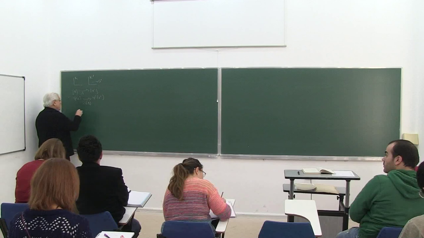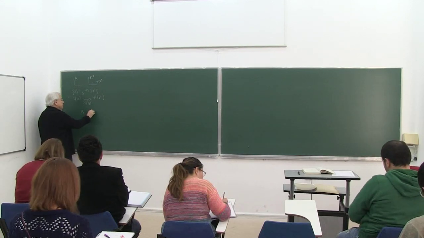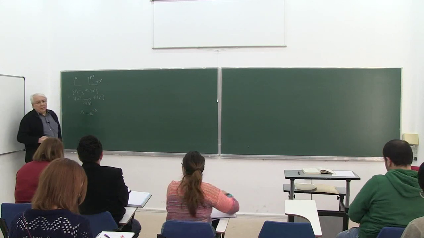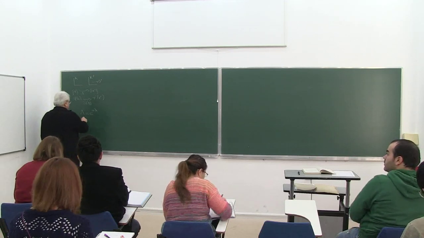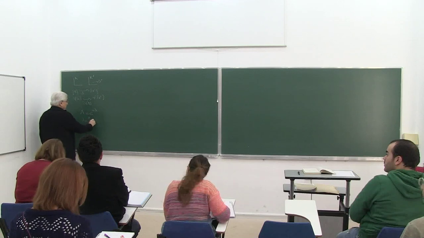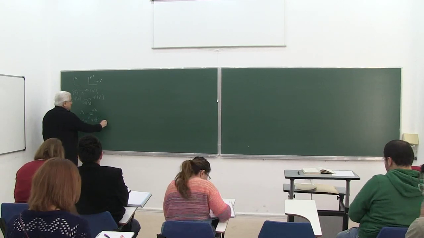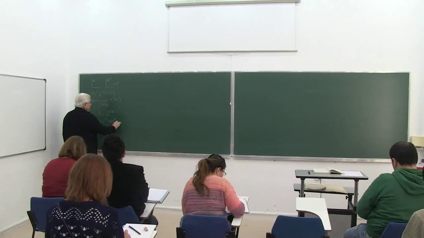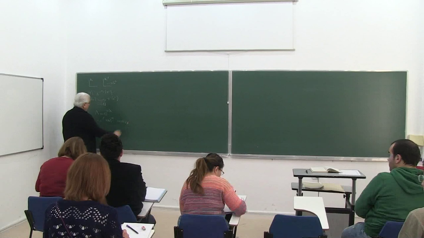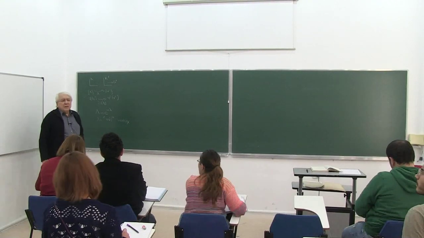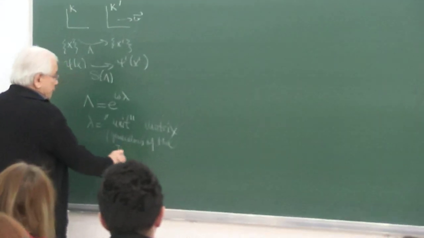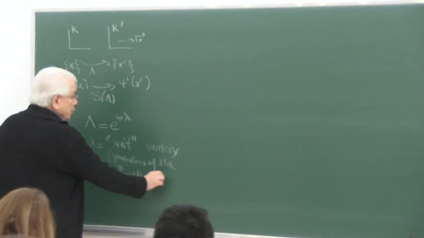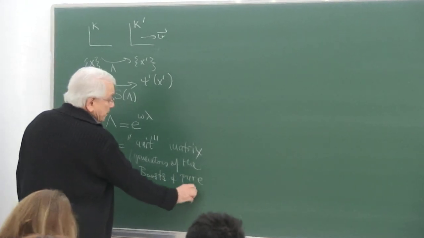And we have parametrized the lambda as such. Omega is the parameter, and lambda is sort of a unit matrix, so-called unit. I'll explain what that means. They are the generators of the boosts and the pure rotations, okay.